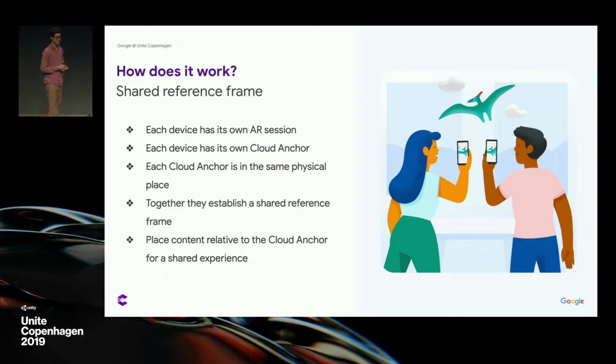Okay, so let's talk about how this all works. So first of all, each device has its own AR session with its own understanding of the world and its own world map. Each device will have its own cloud anchor object, generally with distinct coordinates. However, all of these cloud anchor objects refer to the same position and orientation in space.